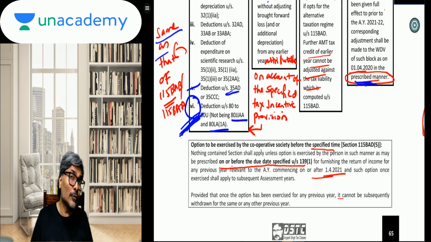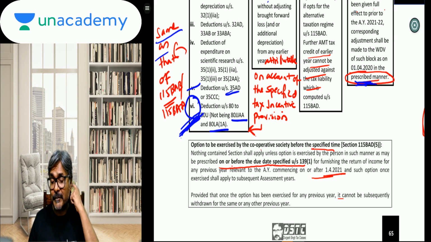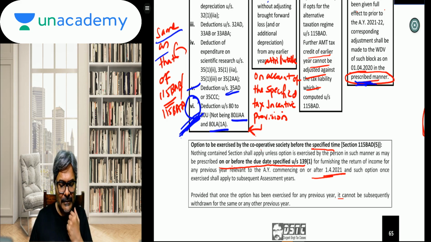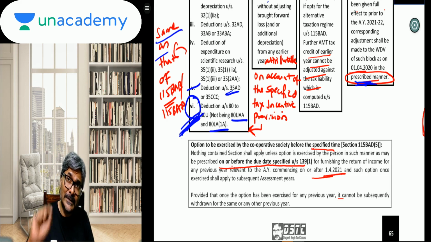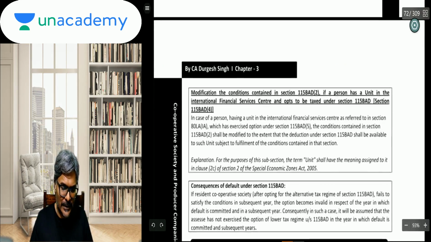Again, here there is no first AY. Just the way we have got for 115BAB, this is also not the case for the cooperative society, which therefore implies that even later on, I can opt for 115BAD. Okay, so that is one thing which has been there. But once you opted for 115BAD, subsequently you cannot withdraw from this option.